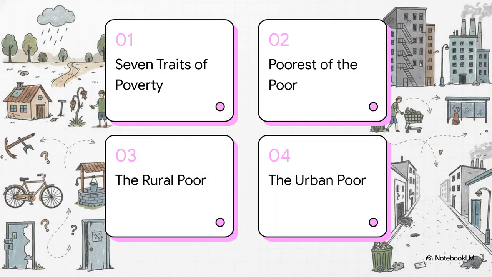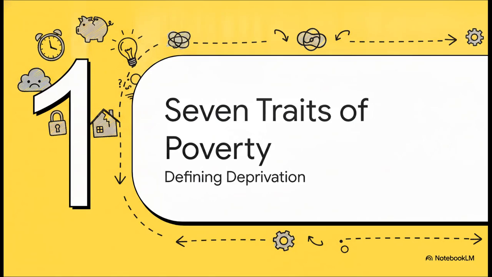Here's our briefing docket for today. First up, we'll break down the 7 universal traits of poverty. Second, we're going to define the poorest of the poor. Third, we'll build a profile of the rural poor. And finally, number 4, we'll build a profile of the urban poor. All right, Section 1, the 7 traits of poverty.